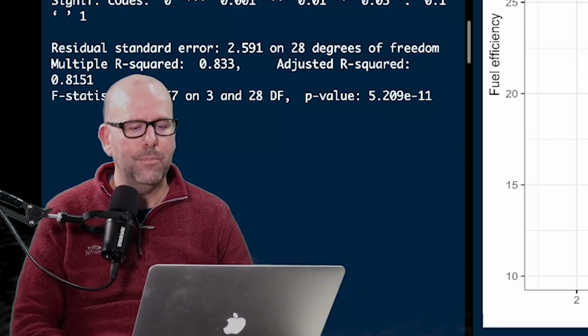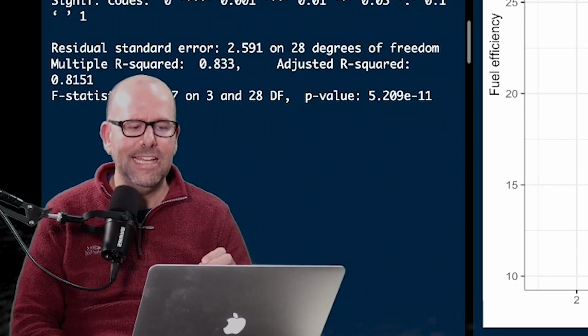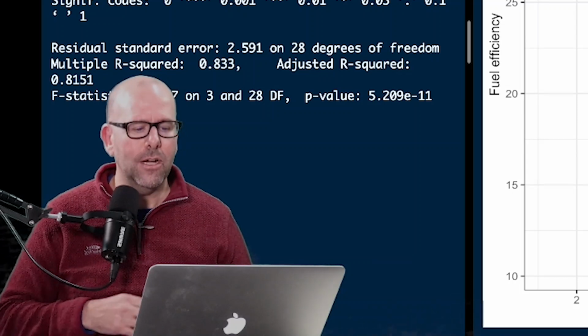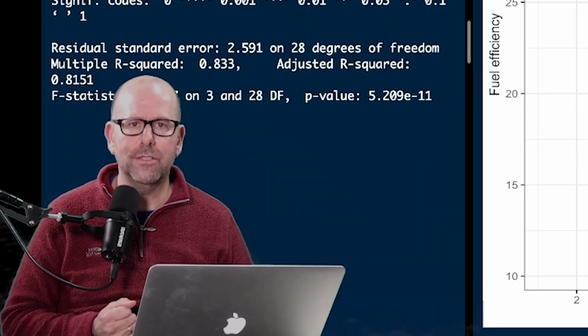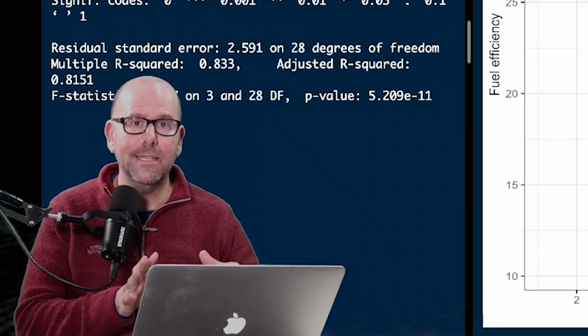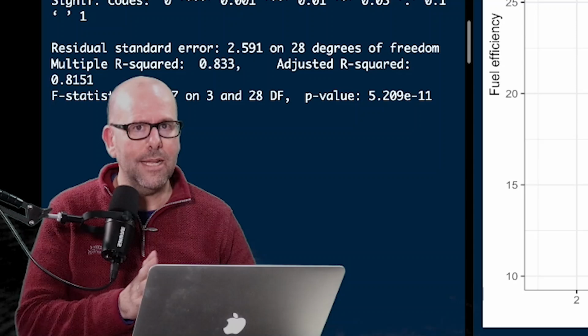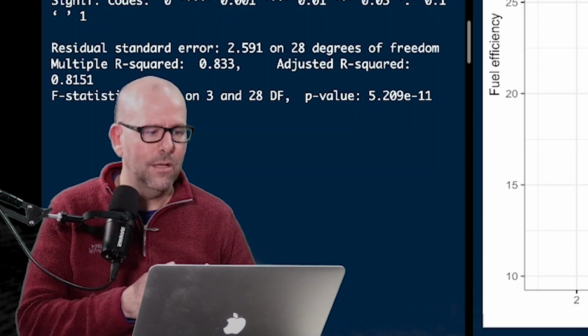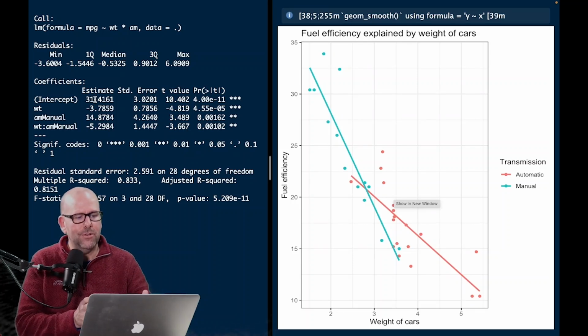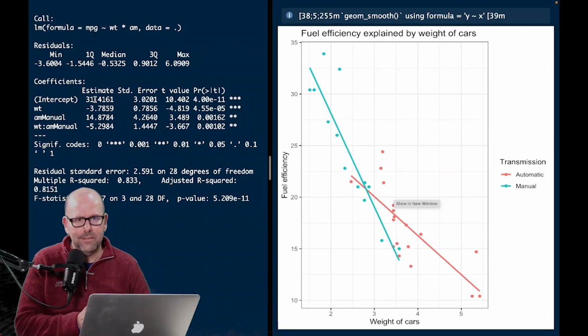So the relationship between weight and fuel efficiency depends on whether you're talking about a manual or an automatic car. If you ask the question, how does weight affect fuel efficiency, the answer is, well, it depends. It's dependent on which kind of car you're talking about. Is it automatic or manual? So there's an interaction between these variables. If you can understand that conceptually, and in the context of this plot, all of the results will make perfect sense. And this is what we call interactions.